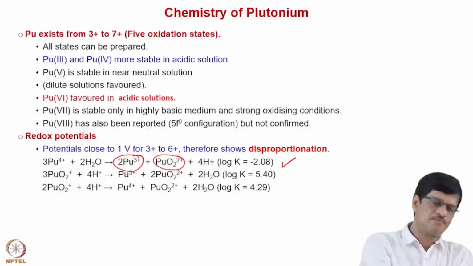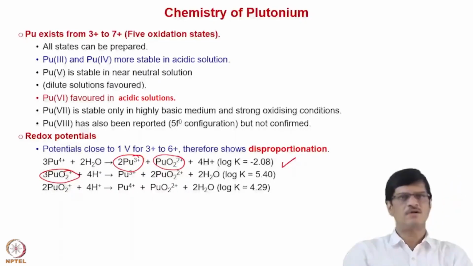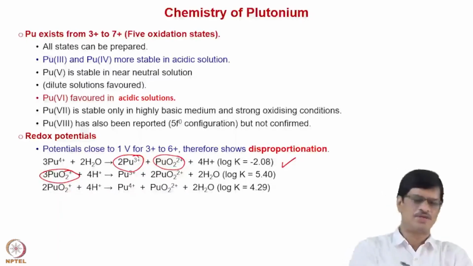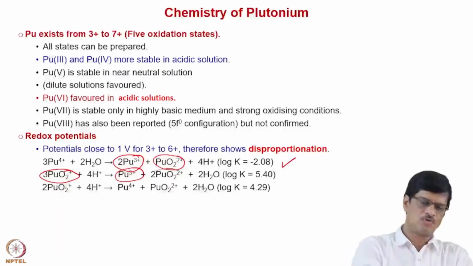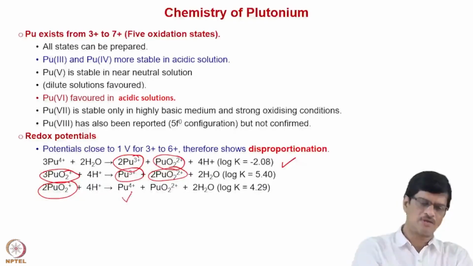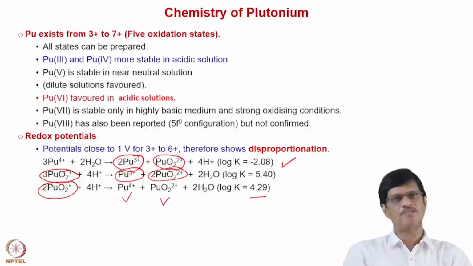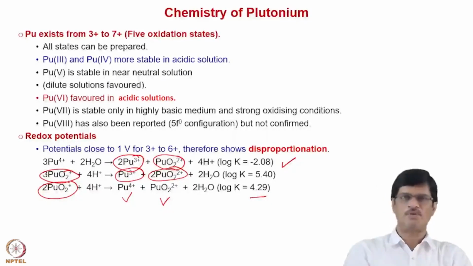Similar is the case for the plutonium 5 oxidation state, that is PuO2+. Again, 3 of those ions under highly acidic conditions give rise to plutonium 3+ and also plutonium 6. Plutonium 5 can also undergo disproportionation to give 1 plutonium 4+ ion and 1 plutonium 6+ ion, and this has a slightly lower log K value for this equilibrium, that is 4.29. This suggests that plutonium 5, that is PuO2+ ions, can easily undergo disproportionation under laboratory conditions.